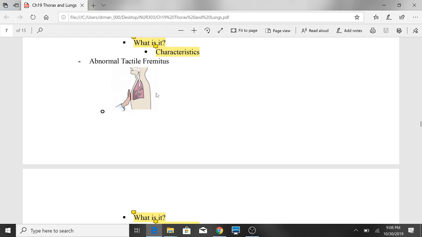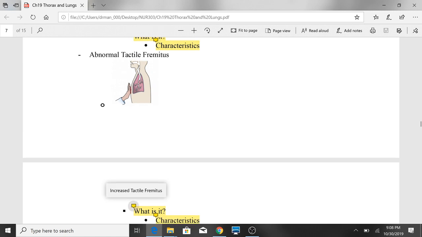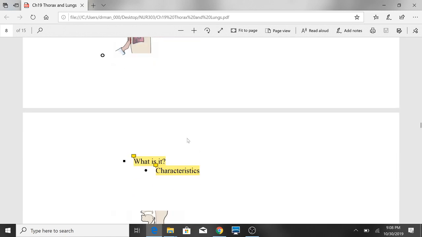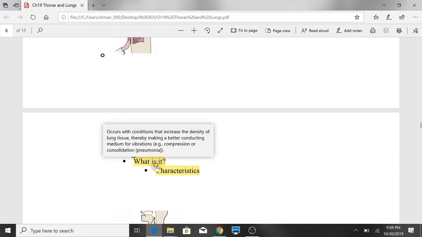He said increased tactile fremitus. You'd be correct. What are the characteristics of increased tactile fremitus? Basically, it's increased density of lung tissue.